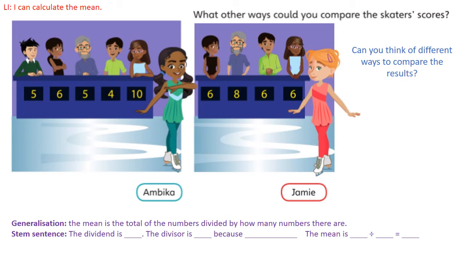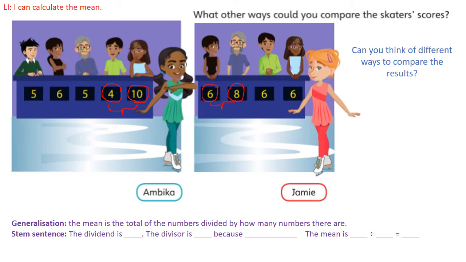So the other part of this question says, what other ways could you compare the skaters' scores? Well, if we look, Ambika's highest score was 10, but her lowest score was 4. So that gives us quite a big difference between those two. Whereas Jamie's highest score was 8, but her lowest score was 6. So the difference there is much smaller. The range is smaller.